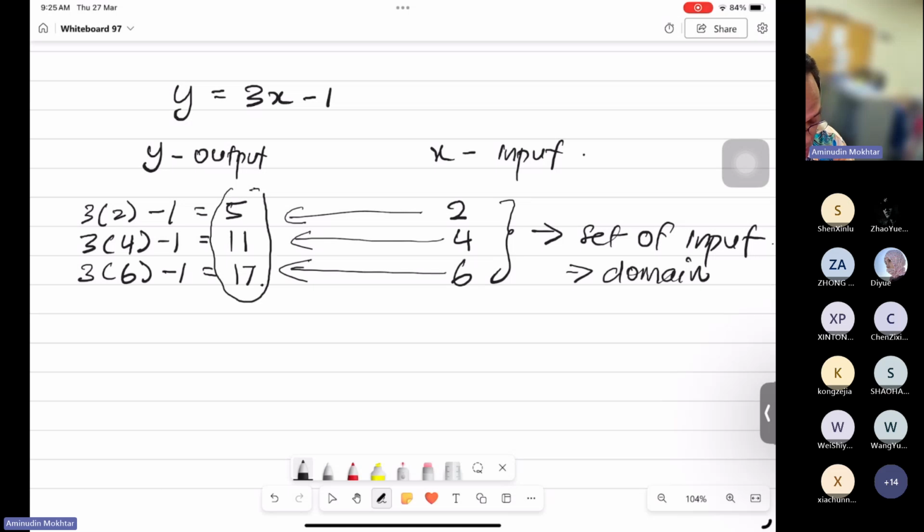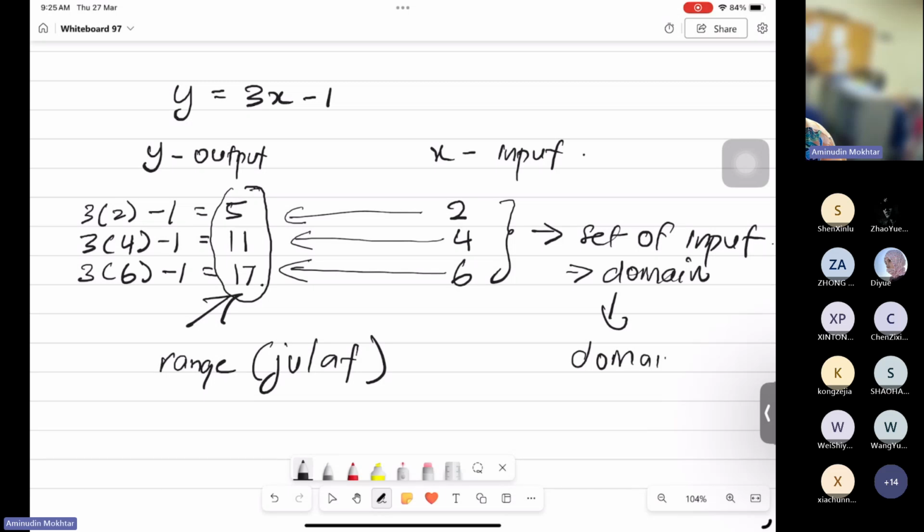Now we have a set value of output. This is called a range. In bahasa Melayu, we call it a julat. In English, we call it a range. Domain in bahasa is also a domain. We call it a domain, whether in bahasa or in English. So range for y, domain for x.